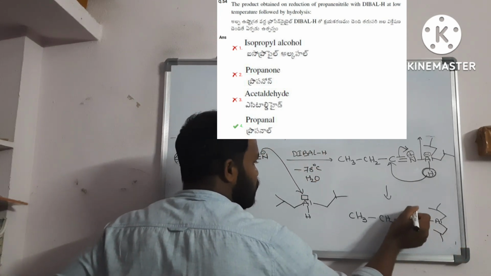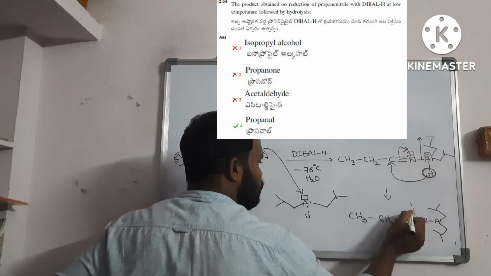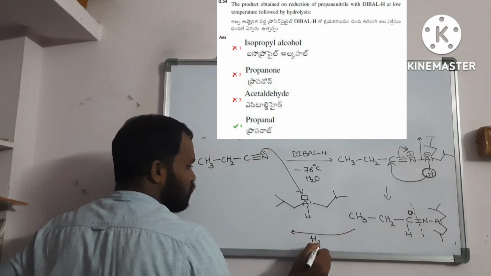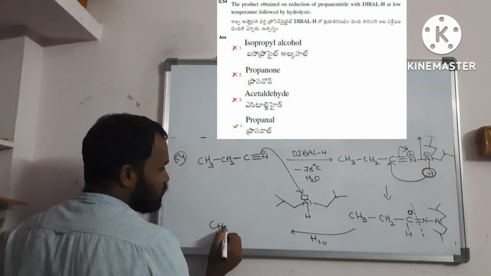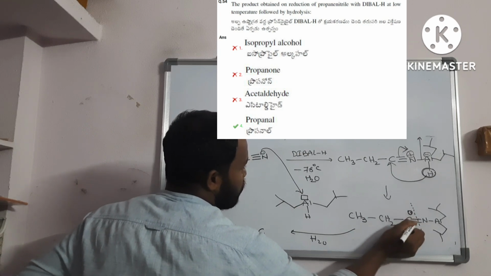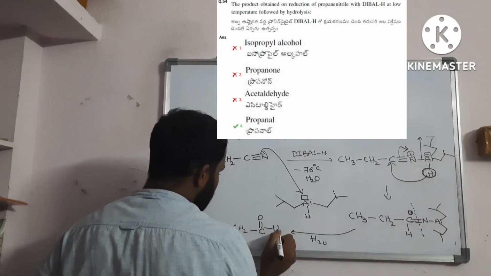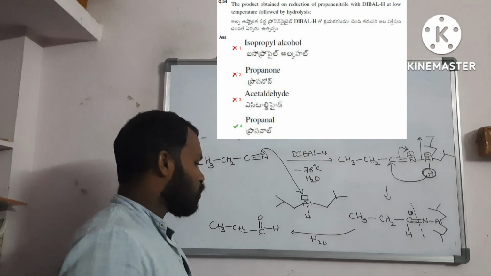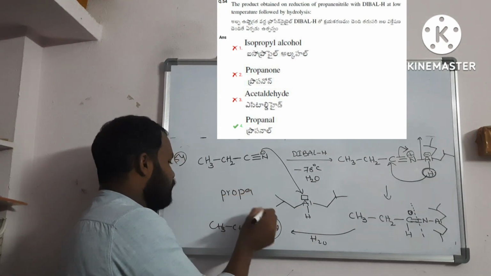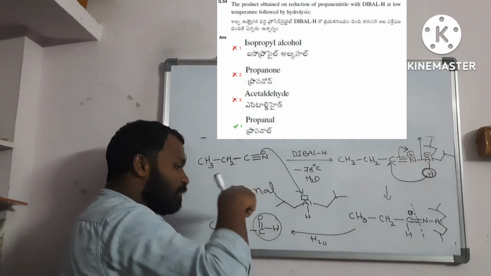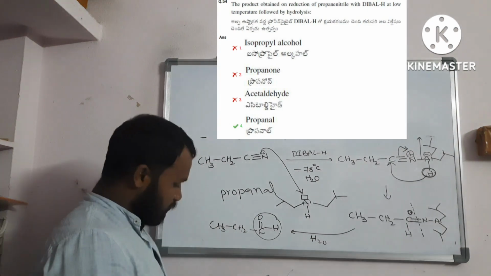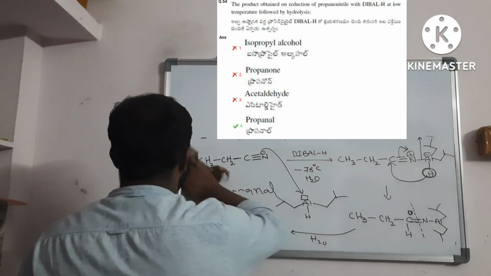After this, if you do the hydrolysis with H2O, you will get CH3CH2CH double bond O. Here the double bond O is there. This is 1, 2, 3: 3 carbons means propane, and 'al' means aldehyde group, so you can write propanal. 'Al' means aldehyde group, and 'ol' means alcohol group, that you should be clear about. Propanal. This is about question 54. What is the option? Option number 4 is correct.